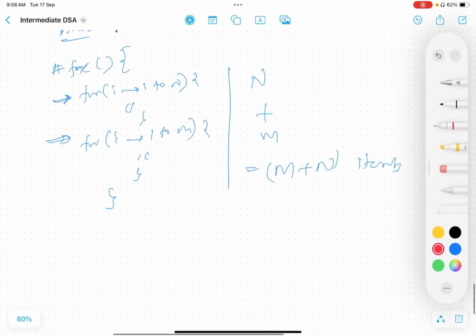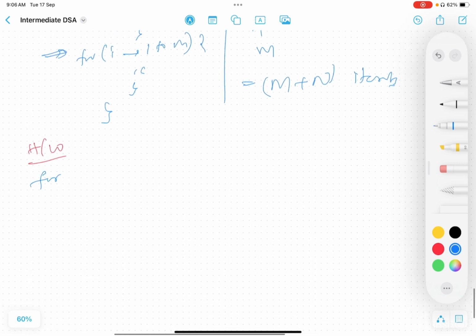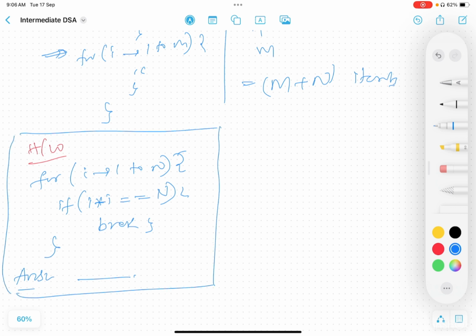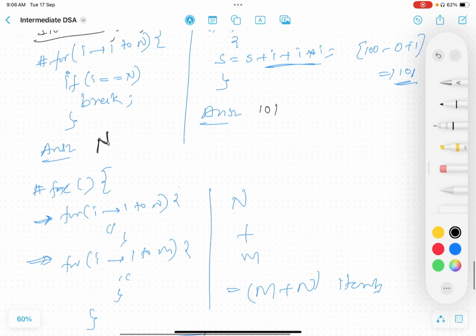Okay, there is a homework I would give you, try this out. Let's say for i starting from 1 to n, if i is equal to n, then break. Then find the number of iterations. Do this, let me know in the comment section. Cool. This is clear, right?